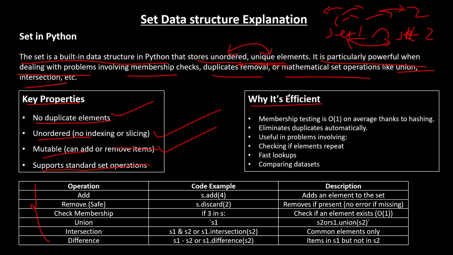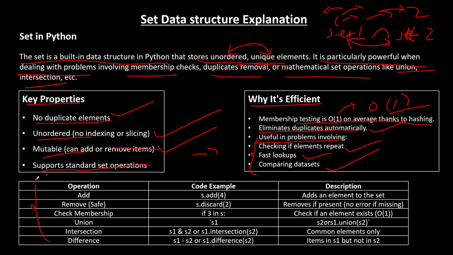Why are we using set in any of our DSA problems? Because lookup is O(1) on average thanks to hashing. It takes only O(1) time on average to do any operation of a set. It eliminates duplicates automatically. It is useful in problems involving checking if elements repeat, basically duplicate elements, fast lookup of whether an element exists in the set or not, and comparing data sets.